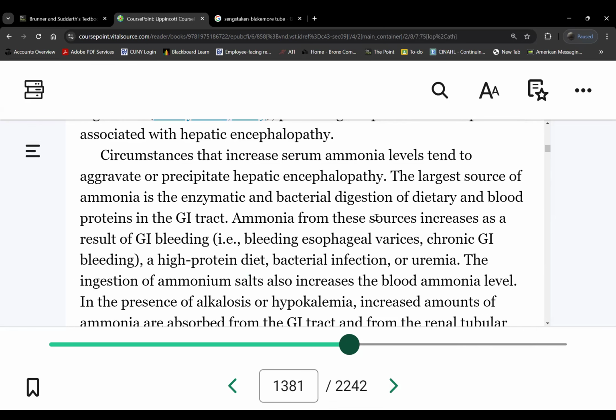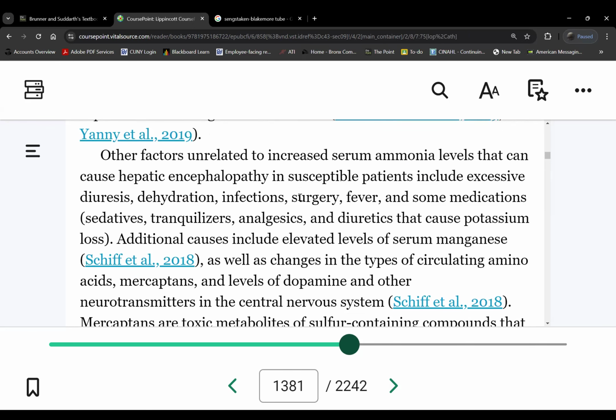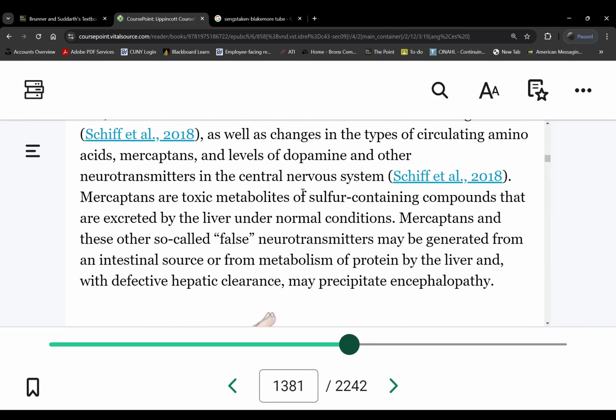So the only way to treat this is what? Since it's ammonia, so therefore, what do you control? The ammonia. You have to remove it. Now, the easiest way to do it is through lactulose. You give the laxative lactulose up to 3 times a day.